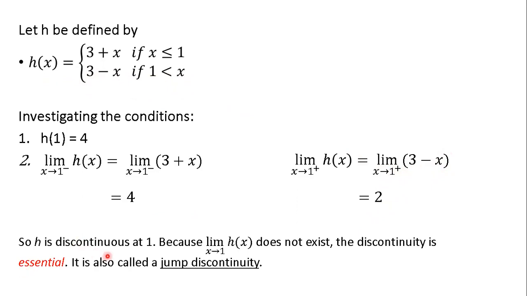So h is discontinuous at 1 because the limit of h of x as x approaches 1 does not exist. The discontinuity is essential. It is also called a jump discontinuity. As you can see here, why is it discontinuous? Because at condition 2, the limit is not equal from the left and from the right. We can only say that a limit exists if the value from the left and from the right is equal.